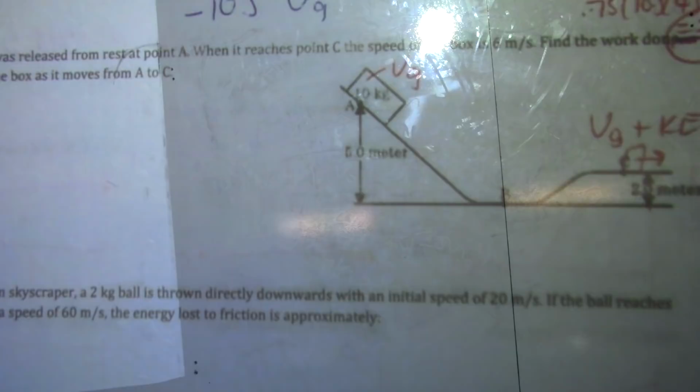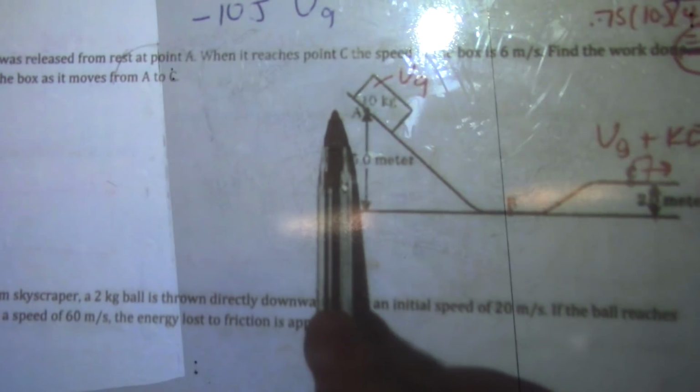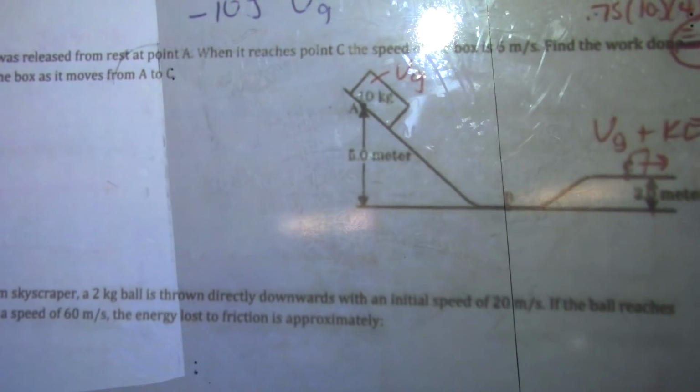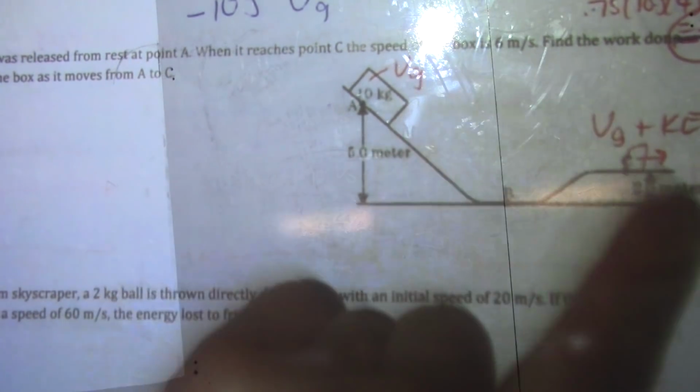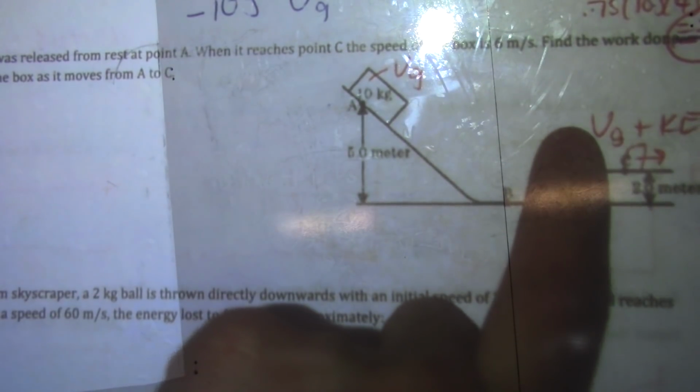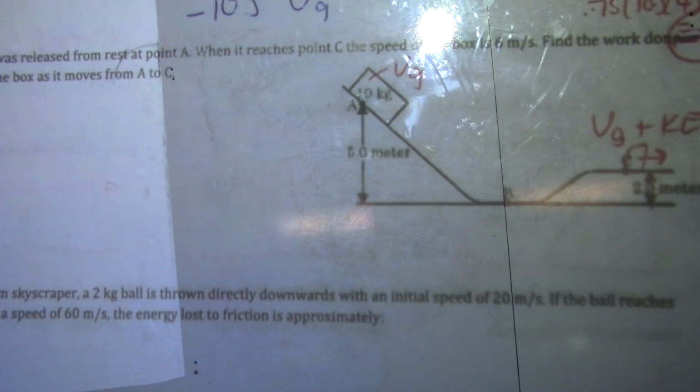7, we've got a 10 kilogram box released from rest at point A. So because it's released from rest and it has a height, that's only potential energy. When it reaches point C, it has a speed of 6. So obviously it has kinetic energy, since it has a speed. It also has some height, so it has some potential. I want to find the work done by friction.